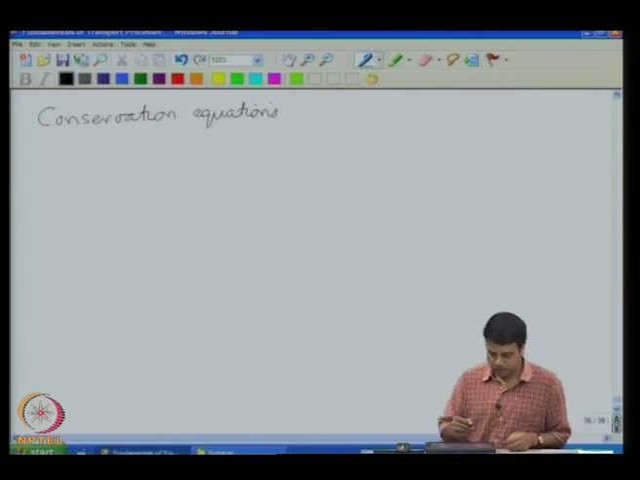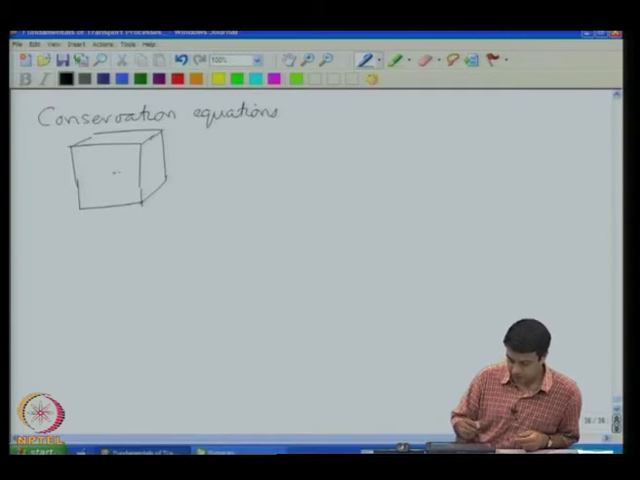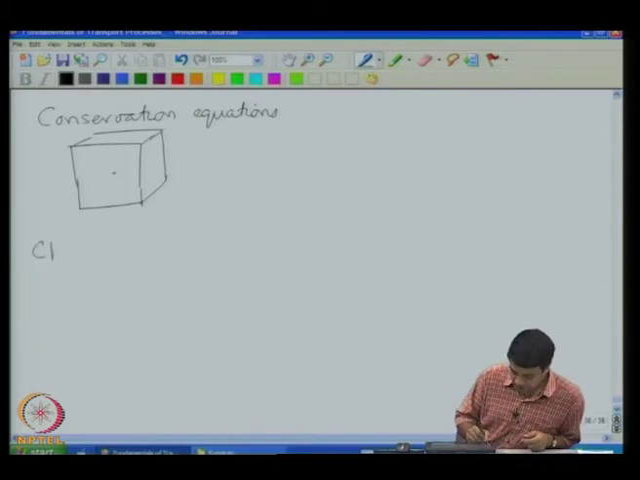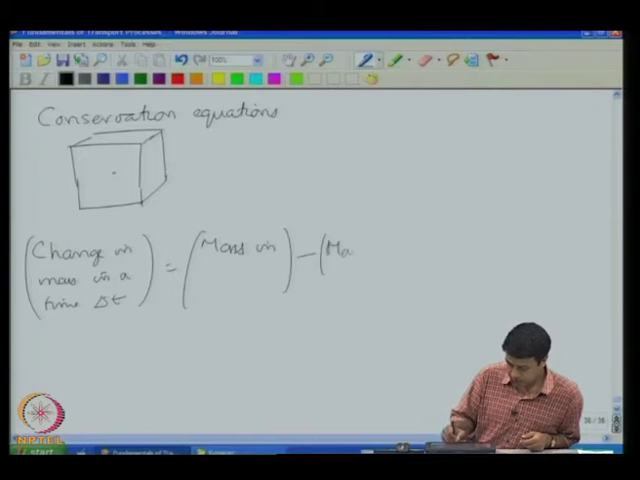For example, for a differential volume that I take locally around a point, the mass conservation will be of the following kind. Change in mass in a time delta t is equal to mass in minus mass out.